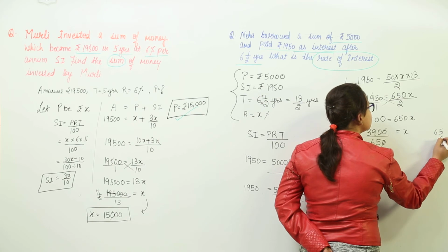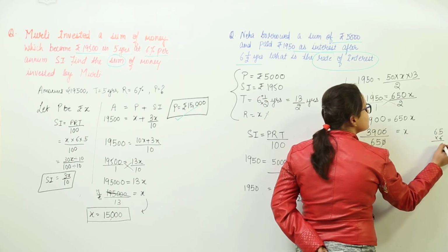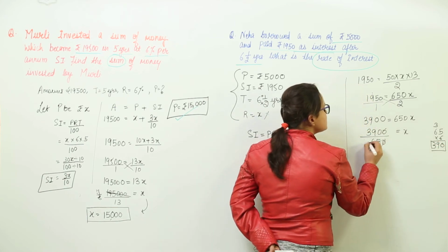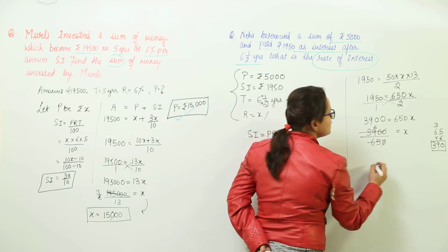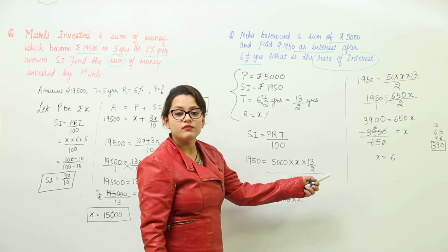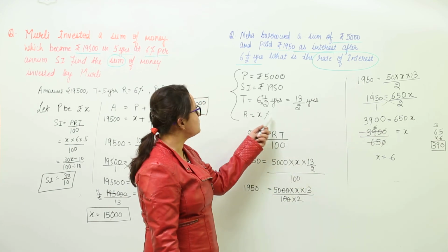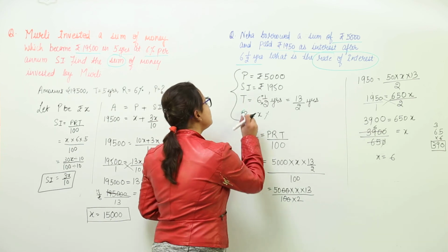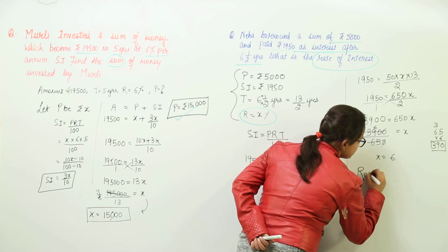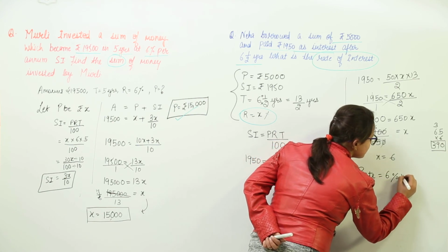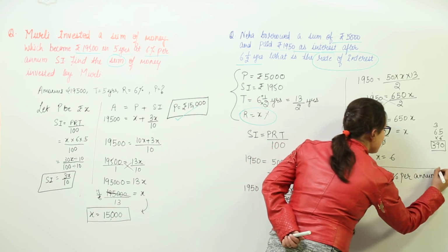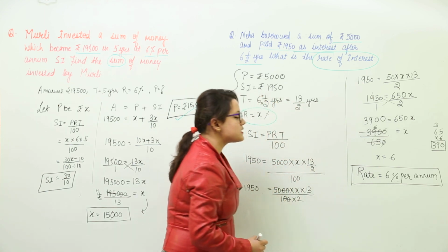I know that let's try 65 6 times. 6 5s are 30 and 3, 6 6s are 36 and 3, 390. So we know 65 6 times is 390. That means the value of X comes out to be 6. And what was the assumed? Why have we assumed value of X? We had assumed it to be the rate of interest. So my rate of interest was assumed to be X. Therefore, I get the rate of interest charged as 6% per annum because it was the value for X. So I have got my answer for rate of interest as 6% per annum.